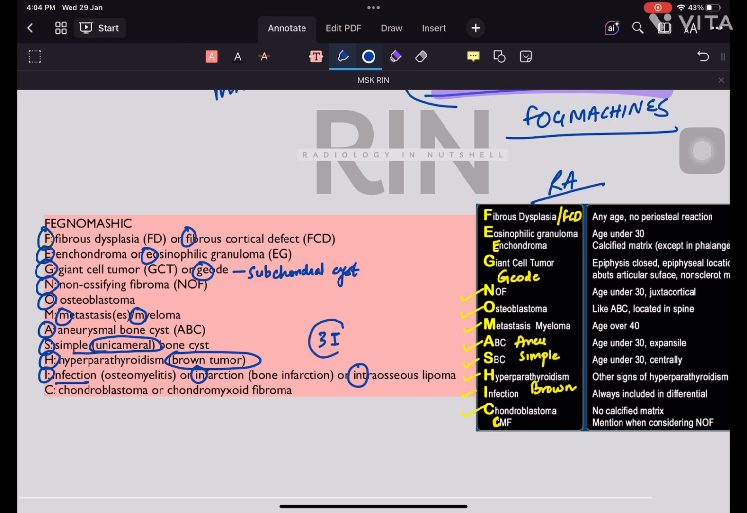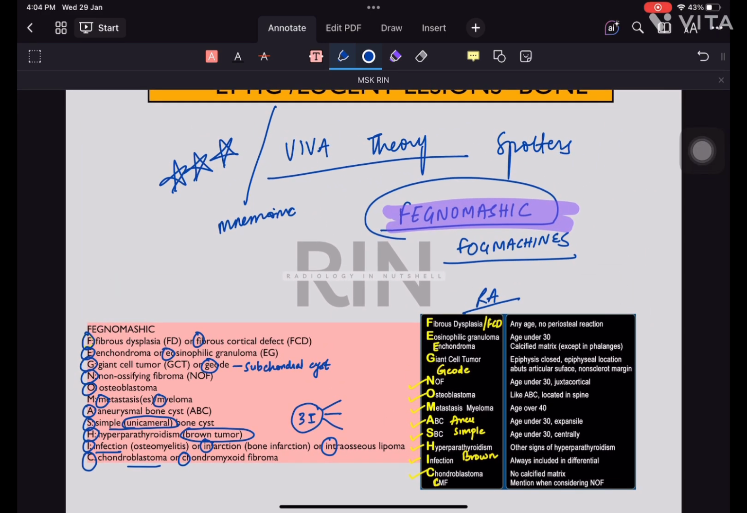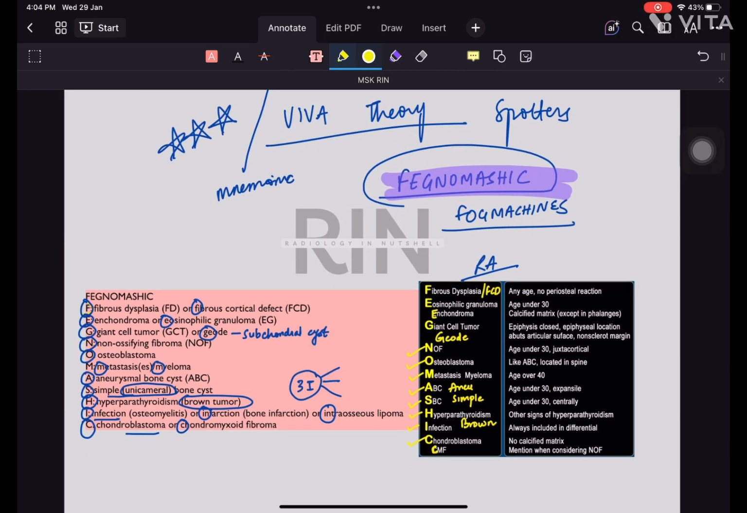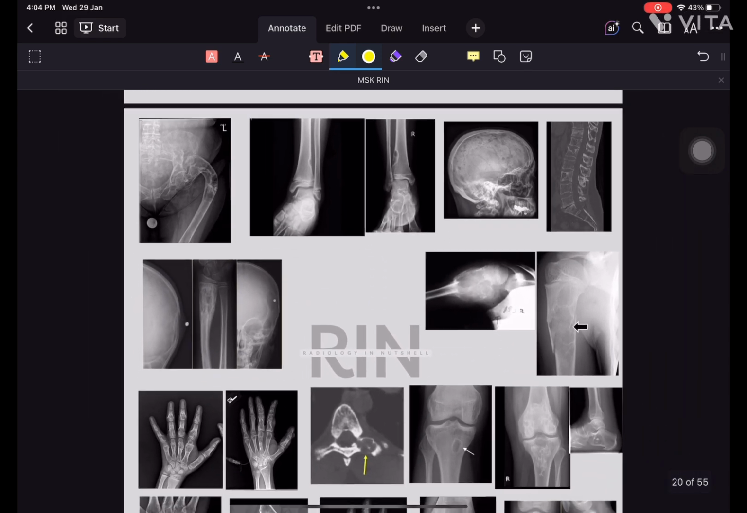C is chondroblastoma or chondromyxoid fibroma. So we have three I's and two C's. One is chondroblastoma and the other one is chondromyxoid fibroma. So this summarizes the names that we have to know in the topic of lucent lesions of the bone. Whenever we see a lytic or lucent area in the bone, when we are suspecting a tumor or infection or infarction, we should have all these differentials in our mind.